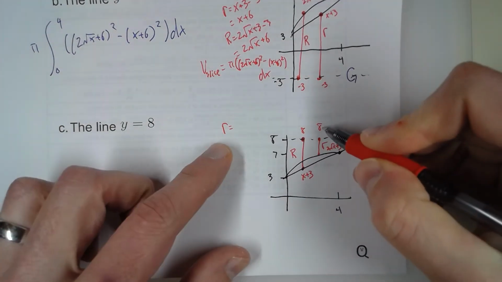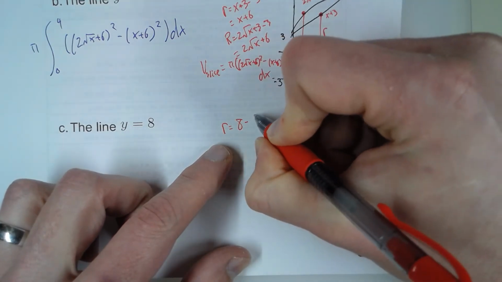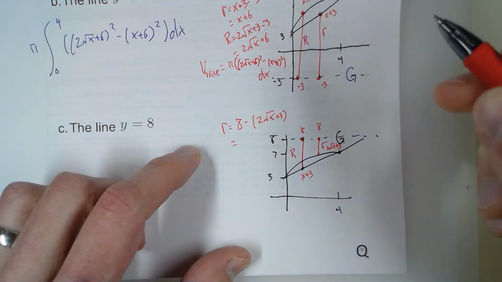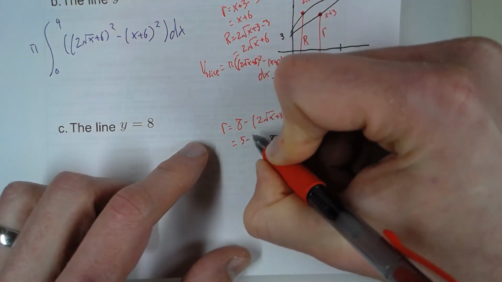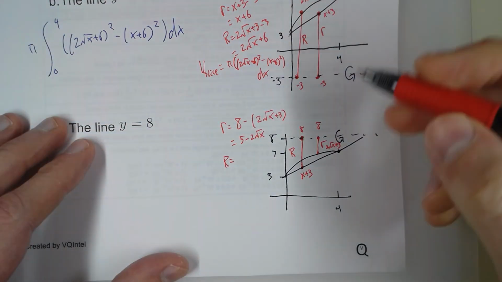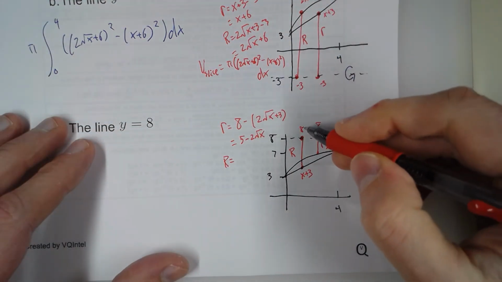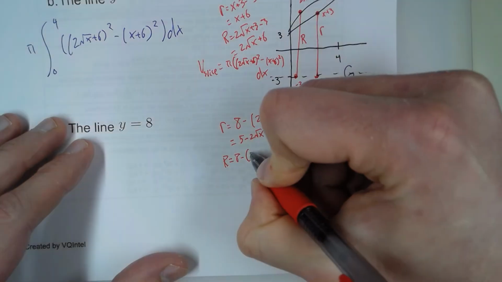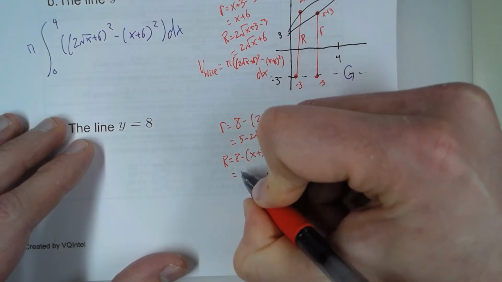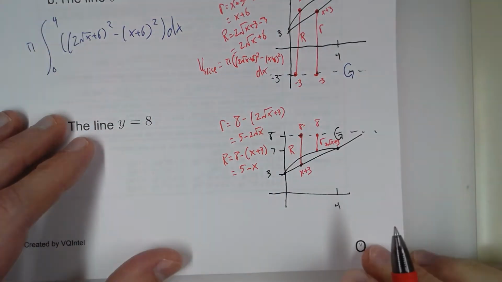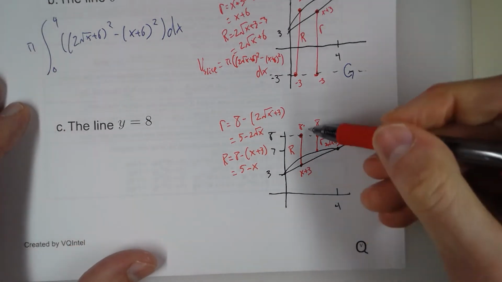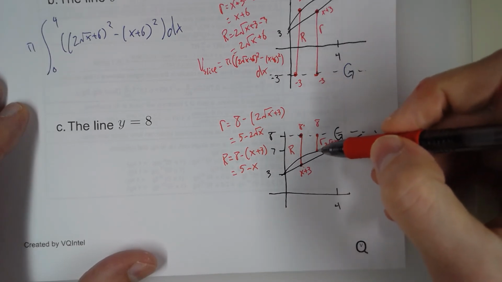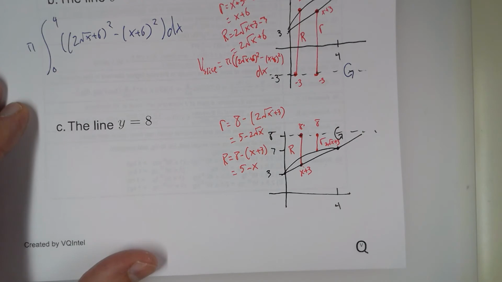So little r is 8 minus this quantity, 2 square root of x plus 3. So this is going to be 5 minus 2 square root of x. Now, big R is 8 minus the quantity x plus 3. So this is 5 minus x. There is big R. Whichever curve is further away, that's going to be the outside of our solid. Whatever curve is on the inside, that's going to form the inside edge.